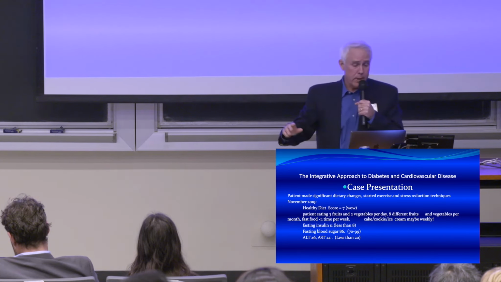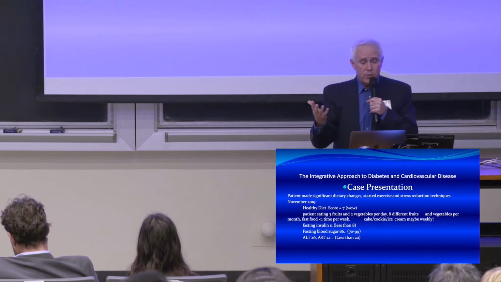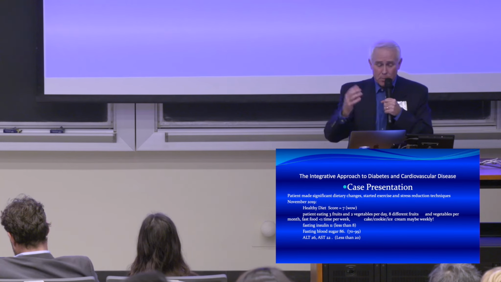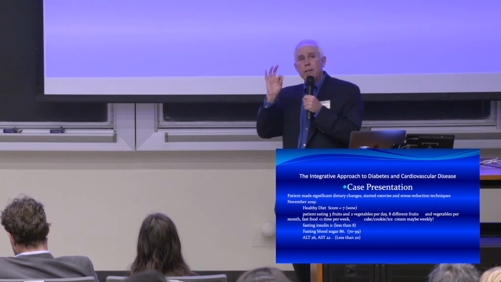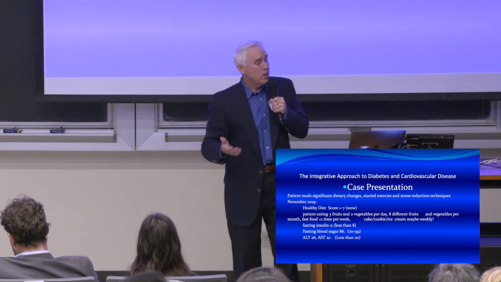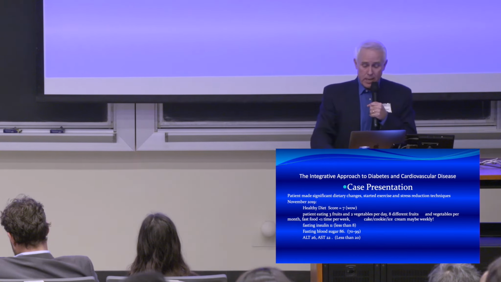Remember, Dr. Berg was telling about the colors of the rainbow. She only has fast food once a week, not even that at this point. And the cookies and cakes were a weekly treat, a Friday treat with her husband. So huge changes. And now, in 4 months, check out these numbers.